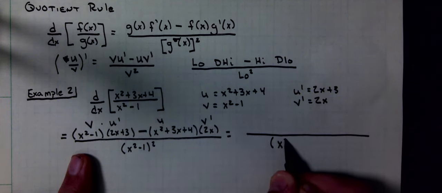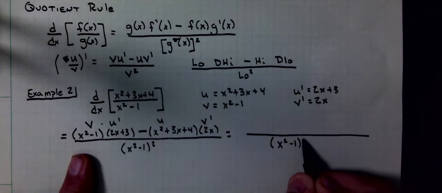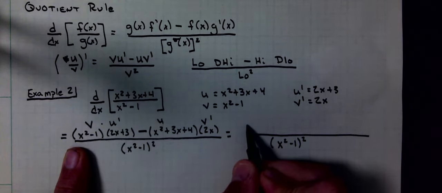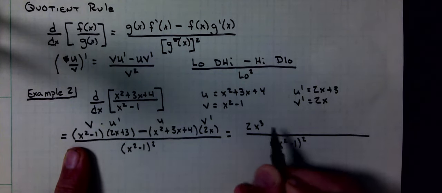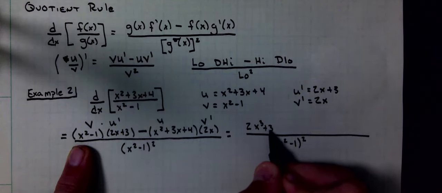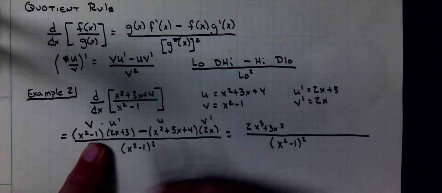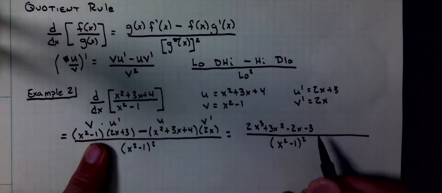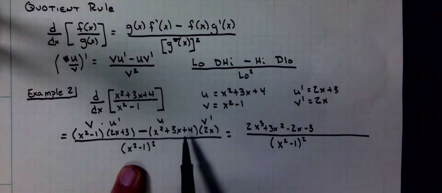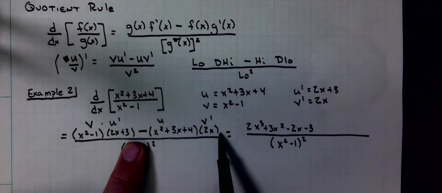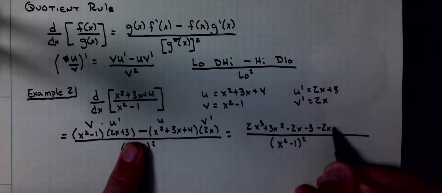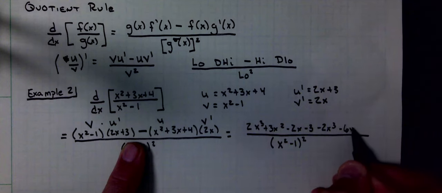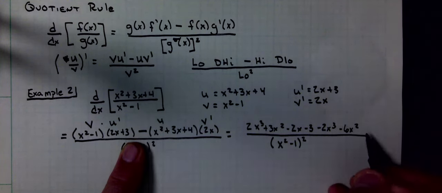The bottom, I'm going to leave alone. I'm not going to square it out. On the top, I get x squared times 2x is 2x cubed, plus 3x squared, minus 2x, minus 3. Remember, I have a minus here for everything I'm multiplying out here, which is going to be a negative 2x cubed, minus 6x squared, minus 8x.